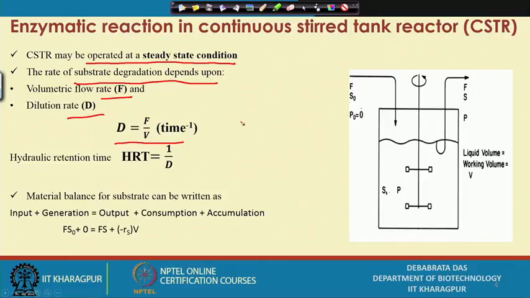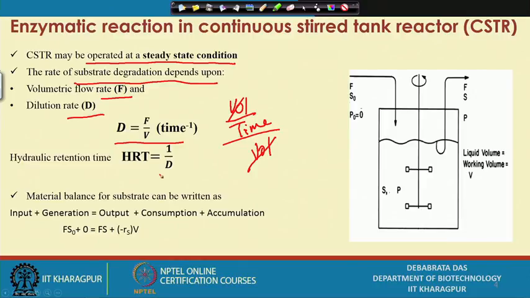What is F? It is the volumetric flow rate. Volumetric flow rate means volume per unit time. Am I right? Now, V is the volume, so the volume will cancel, and the unit will be per time. So, the unit will be D. What is the unit of D? Time inverse. HRT is the hydraulic retention time, equal to 1 by D. What is hydraulic retention time? Hydraulic retention time is how long you allow the liquid to reside in the reactor.